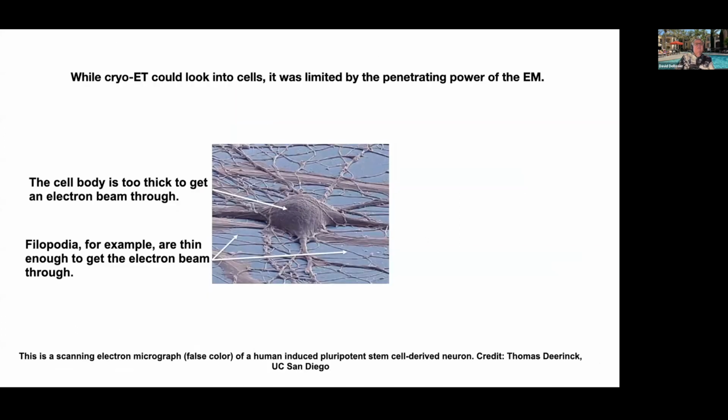Now, the initial excitement about generating cryotomograms was tempered by the problem that the cell body is too thick to get the electron beam through. So people were confined to thin specimens that the electron beam can get through, for example filopodia or lamellipodia, or bacteria that weren't too big.